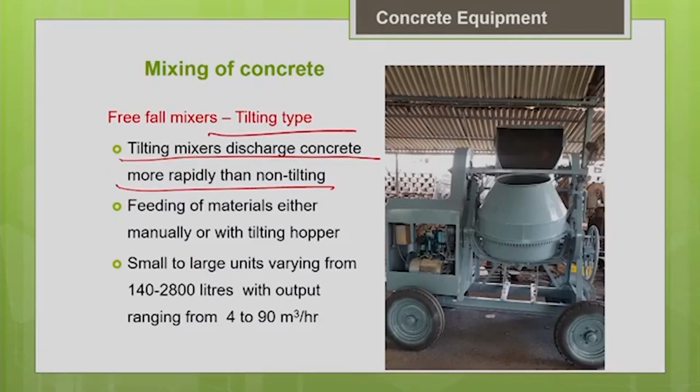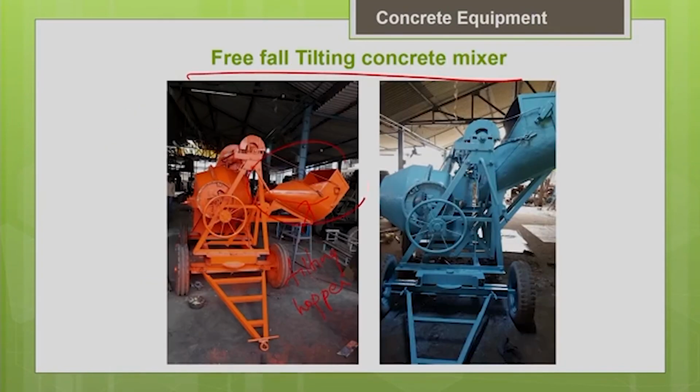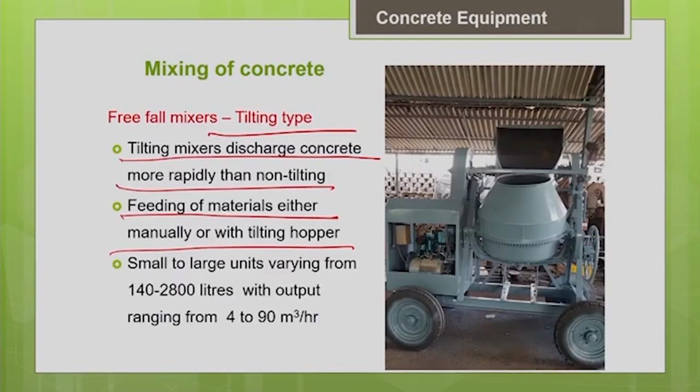That is why tilting mixers are very helpful, because their discharge rate is much faster when compared to the non-tilting mixer. So the chances for segregation are less when you go for tilting mixers. Tilting mixers discharge concrete more rapidly, and as I mentioned earlier, you can either feed the material manually or with a tilting hopper. As I showed you earlier, this is the tilting hopper. With this tilting hopper, you can easily speed up the loading process.